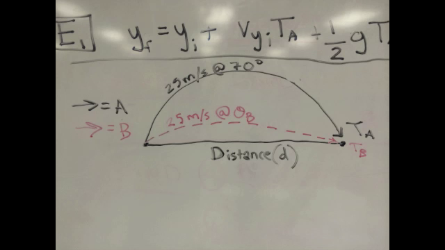Here I've drawn a makeshift representation of what's happening. The first snowball, snowball A, is traveling at 25 meters per second on the upper curve at 70 degrees. Snowball B is traveling on the dotted red curve at 25 meters per second at theta B.